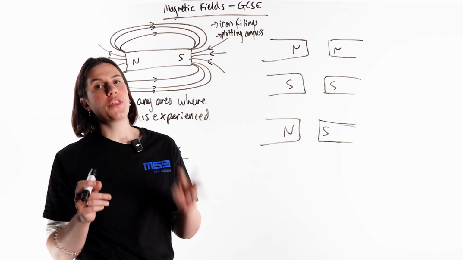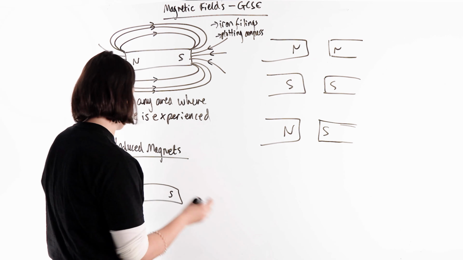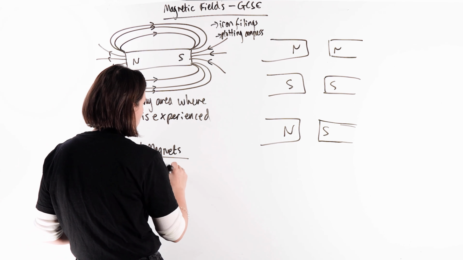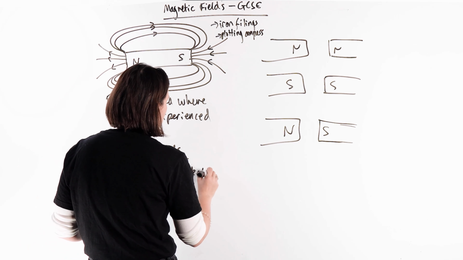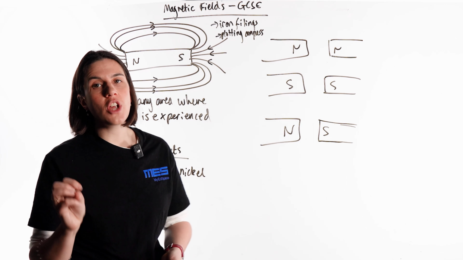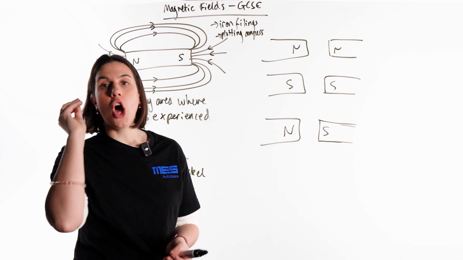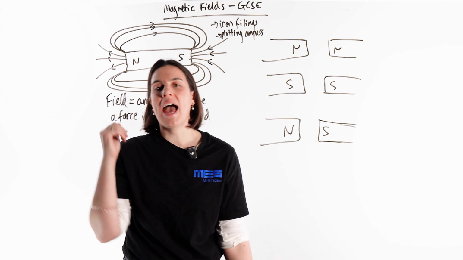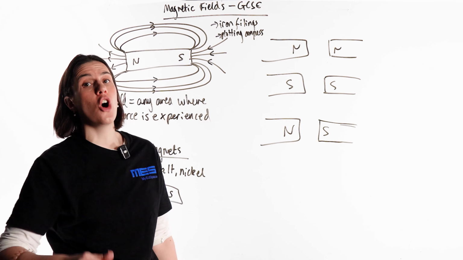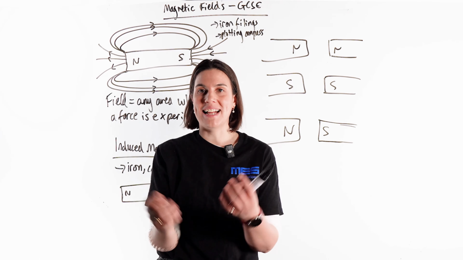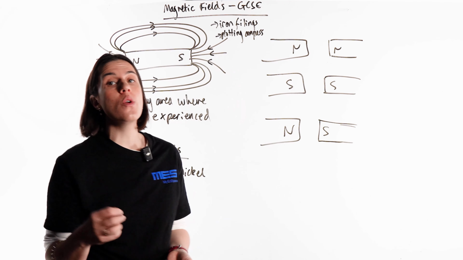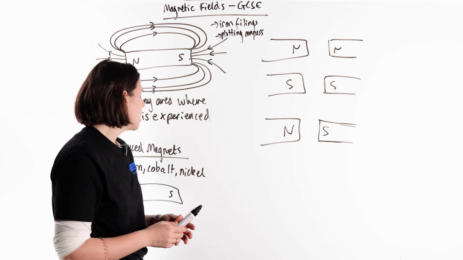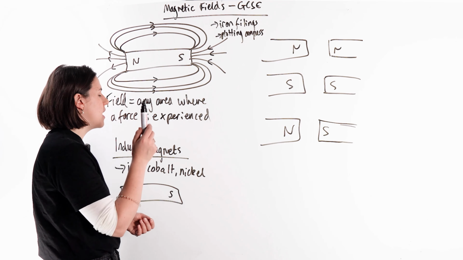So there are only 3 magnetic elements, okay? They are iron, cobalt, and nickel. Those are our 3 magnetic elements. There are no other magnetic elements. A really common misconception is that students think that aluminium and copper are magnetic. They are not. Or students think that all metals are magnetic. They are not, okay? Our only 3 magnetic elements are iron, cobalt, and nickel.